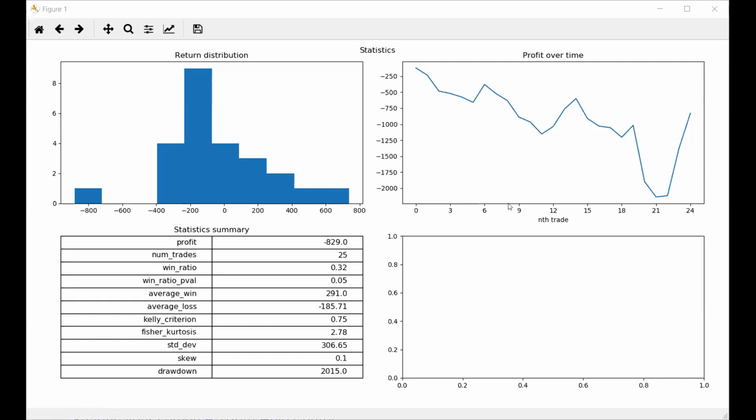Okay, let's go over the summary statistics. We did 25 trades, profit, we lost money, win ratio. Something interesting I pulled from what I studied about Renaissance Technologies is they try to find strategies that win slightly above 50% of the time. And I think the reason they do that is because, wait, my p-values.